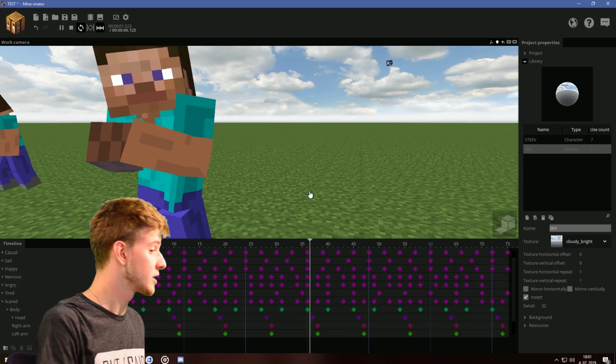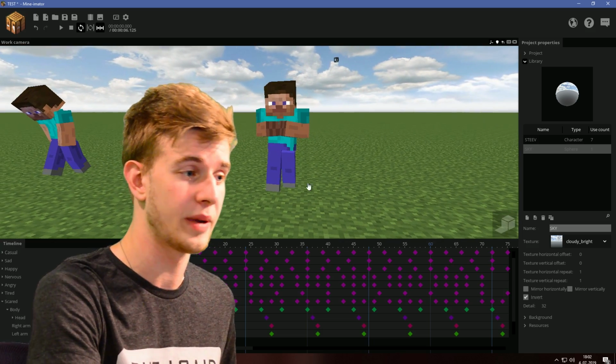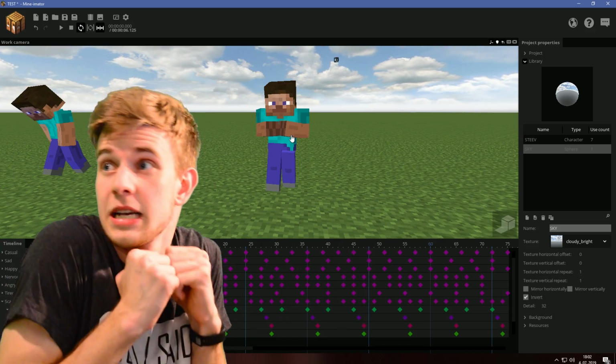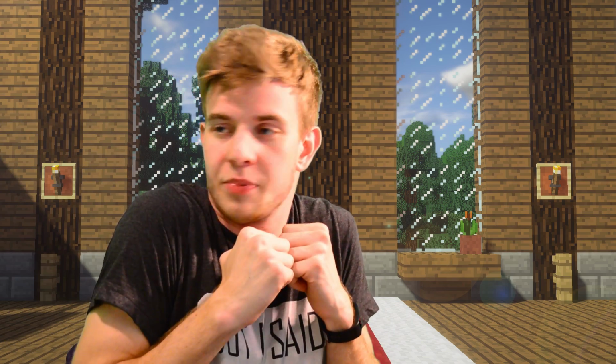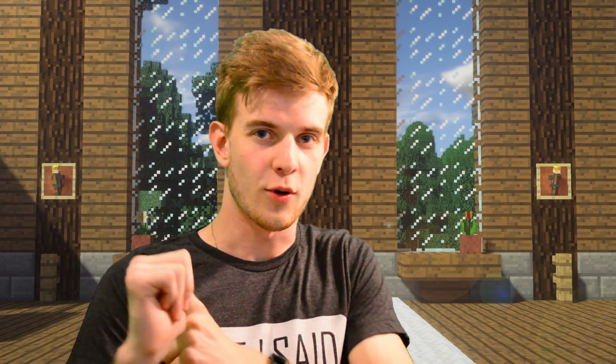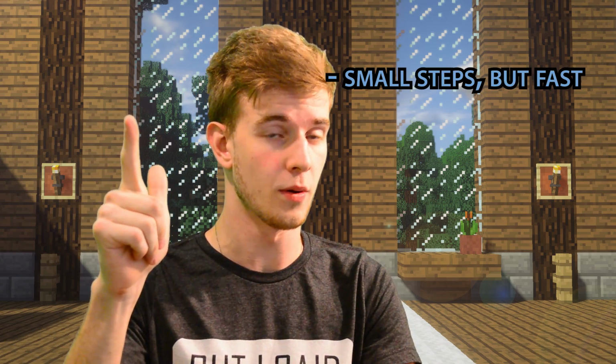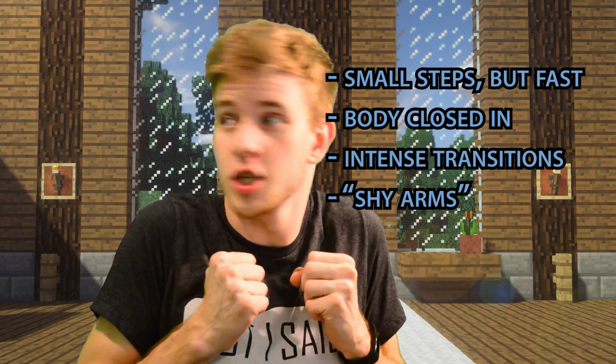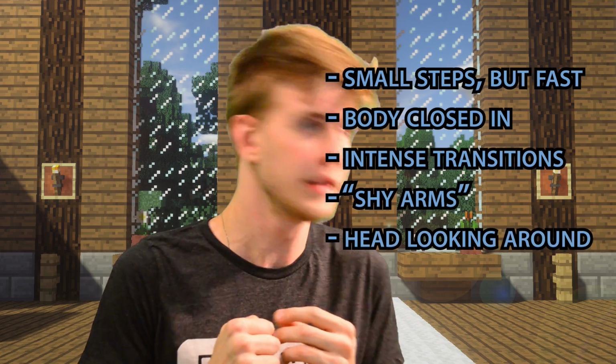Fast transitions when he's looking around. When he does look around, pay attention to the arms. The arms kind of bend upwards and inwards close to himself. When he looks up, he's like exposing himself, so he puts his arms up even more. So to summarize, small steps but fast tempo, closed in body, intense transitions, arms bent upwards, even more so when looking around. Of course, head needs to be looking around.